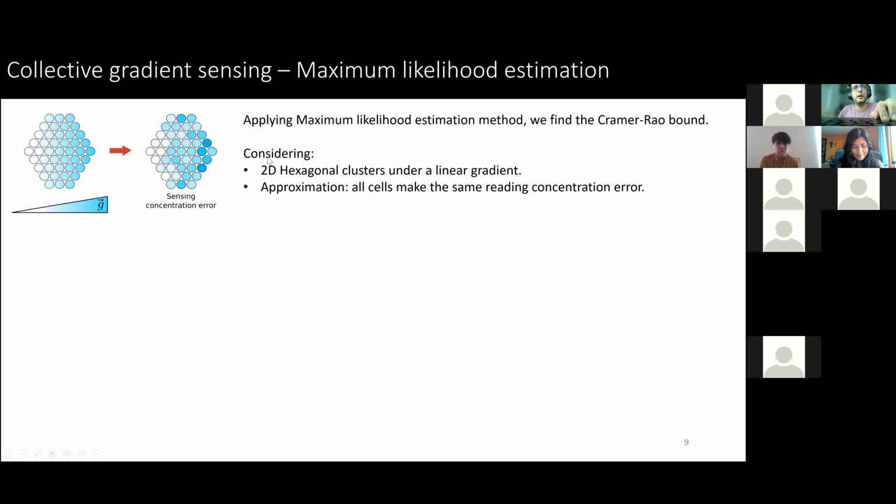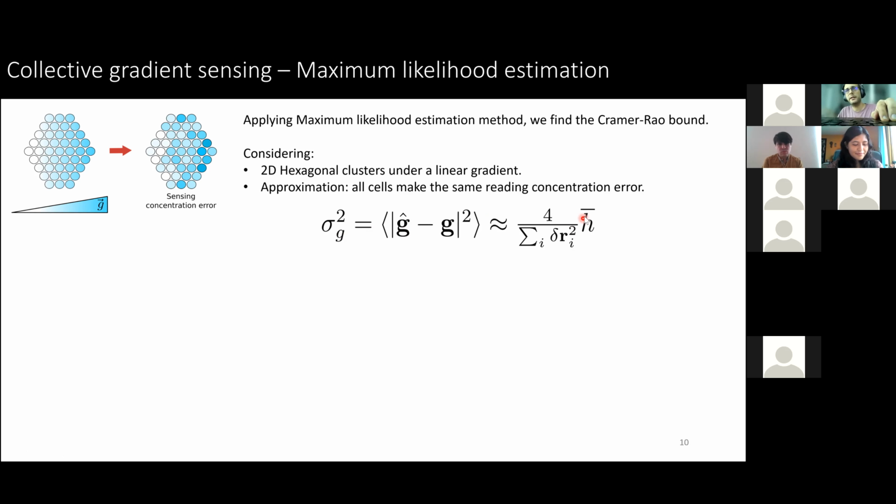We solved this problem actually for a generic cluster shape, and also considering that cells can have different errors. But in order to make things simpler and to find simpler equations that are easy to interpret, we are going to assume 2D hexagonal clusters. They are kind of circular clusters. We are also going to assume a shallow gradient, meaning the concentration is not going to vary that much between the cells. In that case, we can assume that the reading concentration errors for all the cells are the same. If we do that, we find an expression for the gradient sensing error that's given here.